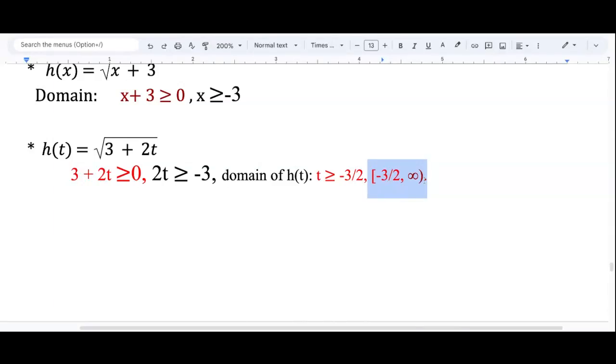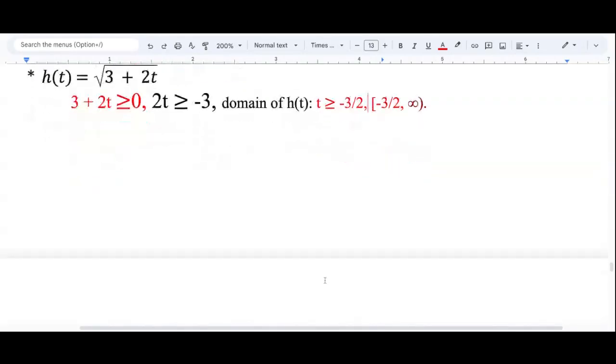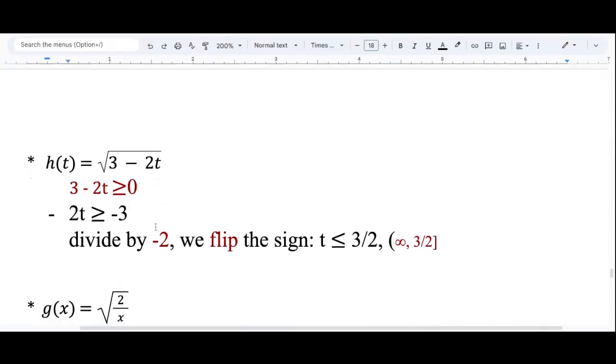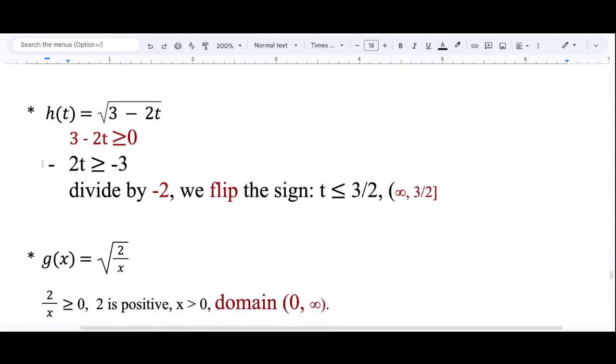Anyone has any question? See, this one is the same, right? We take the radicand, which is 3 minus 2t, we set it to be greater than or equal to 0. Then we subtract 3 on both sides. We divide by -2. Remember, when we divide by a negative number, we flip the sign.